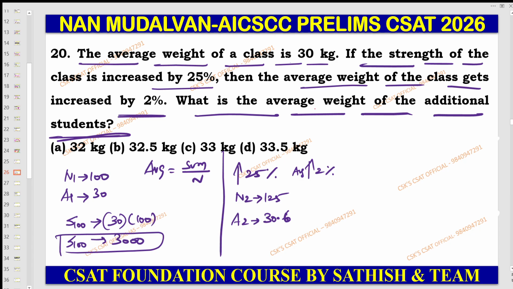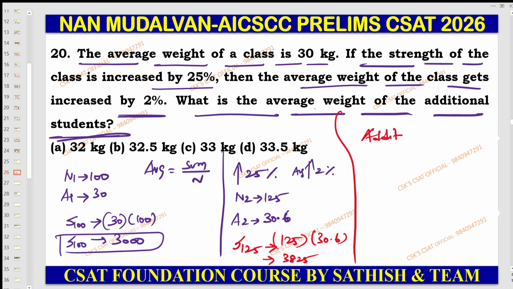Next, try to understand this also. Now you are able to find the sum for 125, because the new strength becomes 125. So 125 into 30.6 becomes 3825. So what is the question? What is the average weight of the additional students? What is the additional number of students? 25. So n here is nothing but 25.